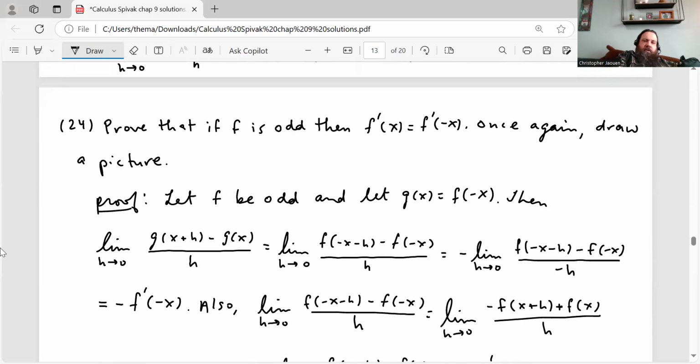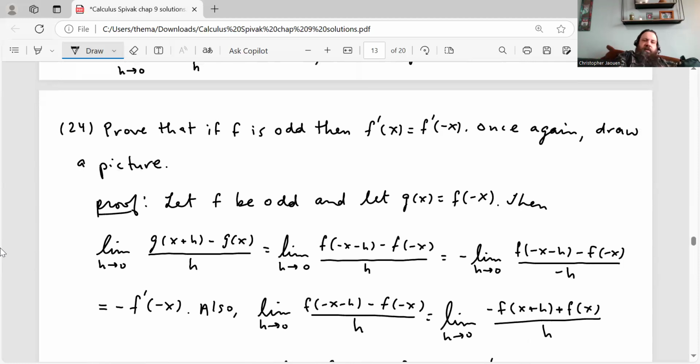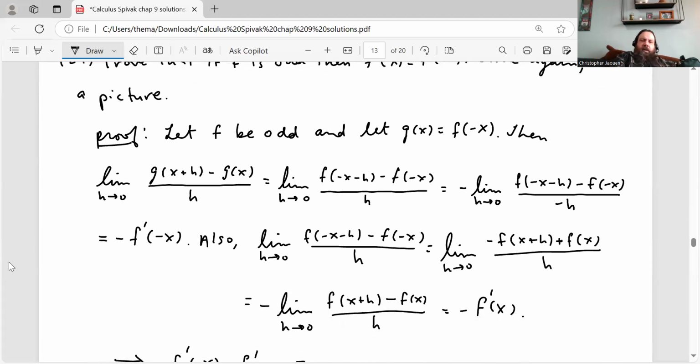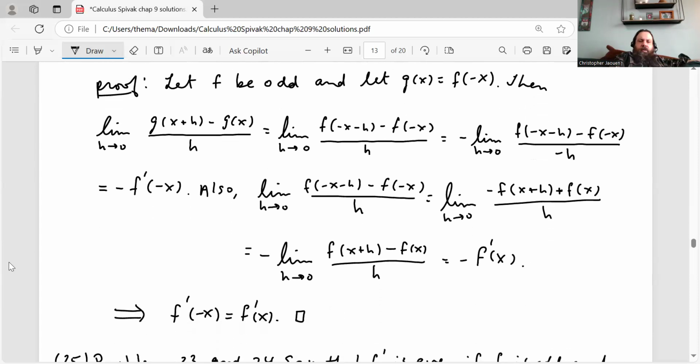Then we'll do something similar for proving that the derivative of an odd function is even. It's very similar to the one we just did. So if you want to pause your screen and look at my proof, you can, but I won't go over it here because it's very similar to the one we just did.